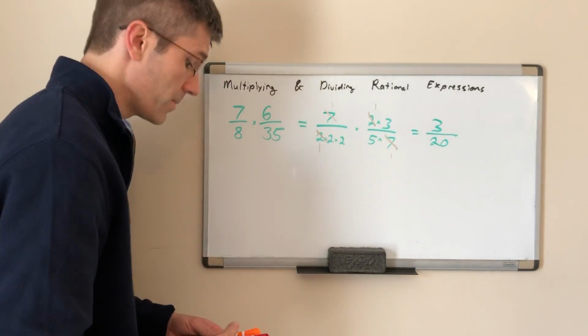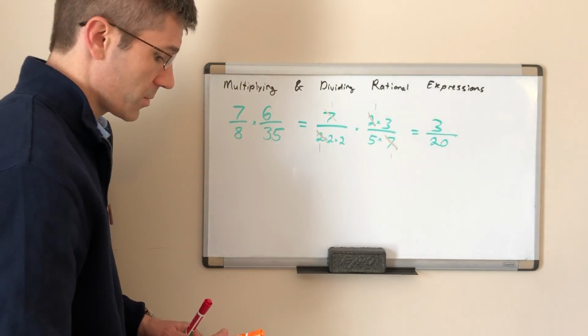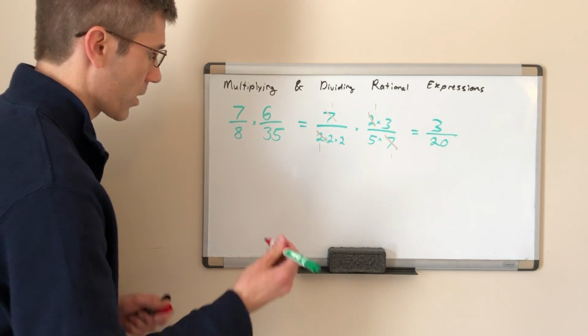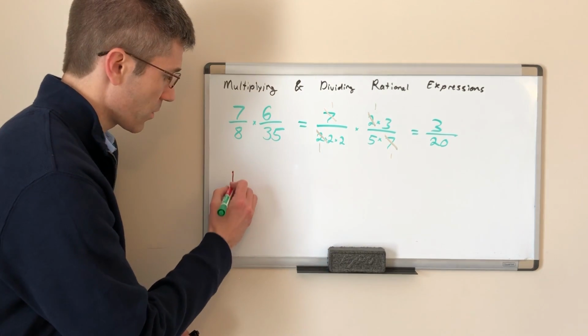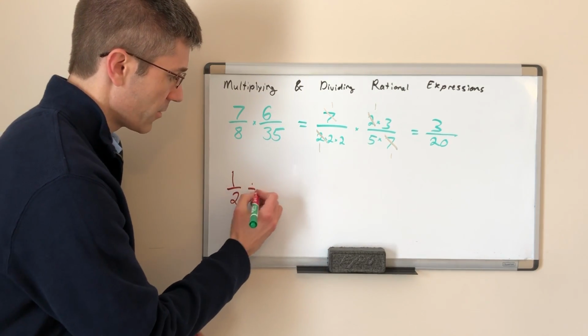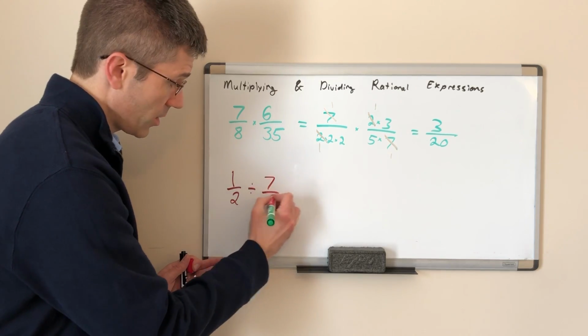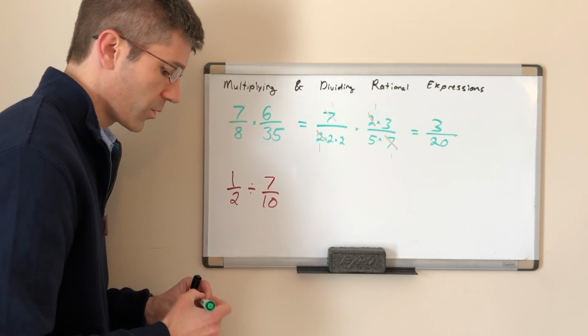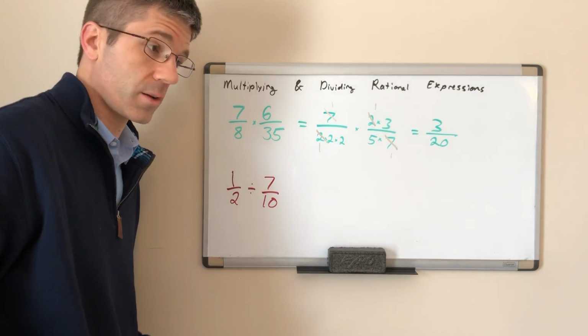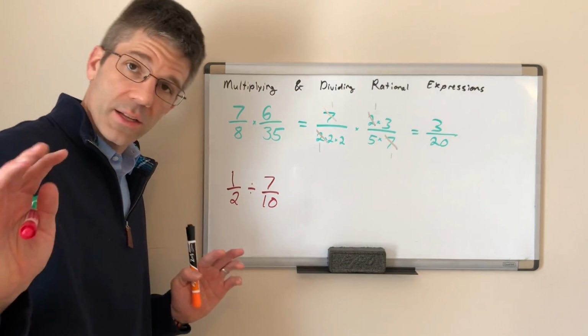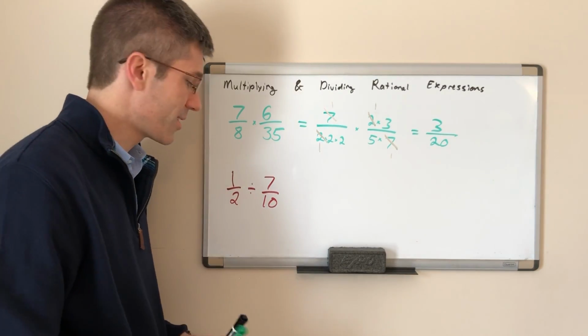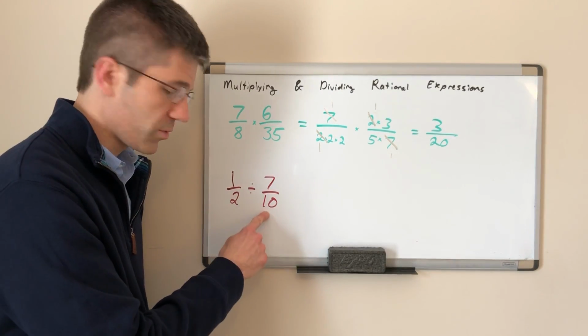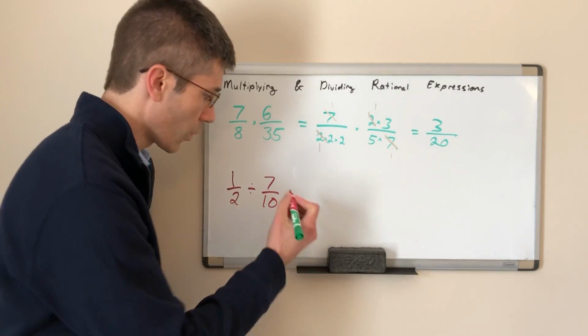So let's do another one, and let's use a red marker. This one is going to be division, and you've seen this before: 1/2 divided by 7 over 10. The first time you saw this in elementary school, you thought, whoa, way too much going on here. It's super easy, and you might have heard it this way: keep it, change it, flip it, and it works.